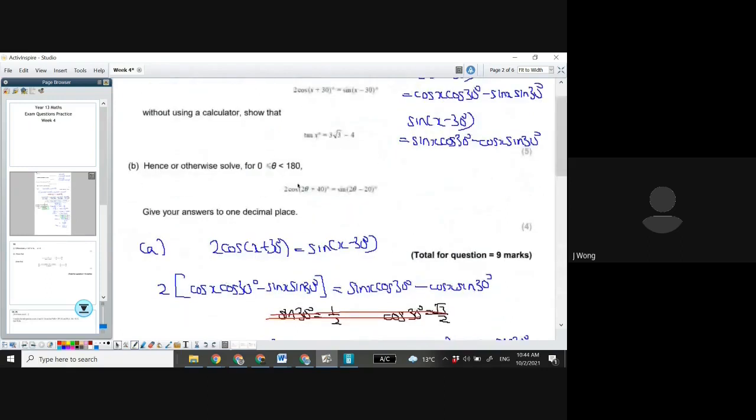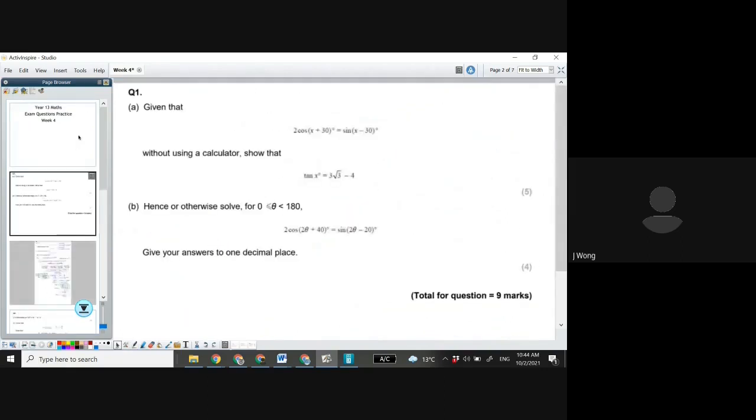All right. Okay, so now that is part A, and now part B. So by hand or otherwise, which will very likely be by hand, which means I need to make good use of what we see from part A to solve this equation. Okay, so let's spot the pattern. So still 2 lots of cos equals sine of something, and the argument is slightly different. So we have 2 theta plus 40 against x plus 30, and 2 theta minus 20 against x minus 30.